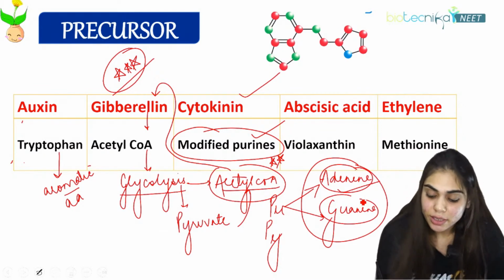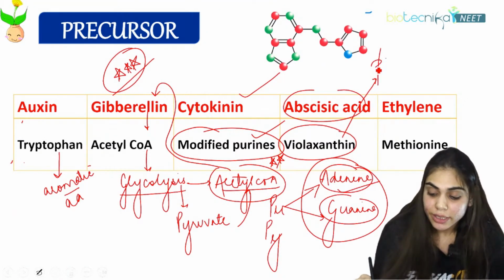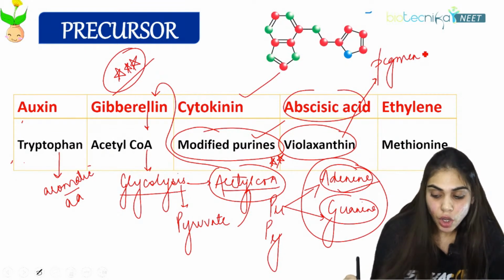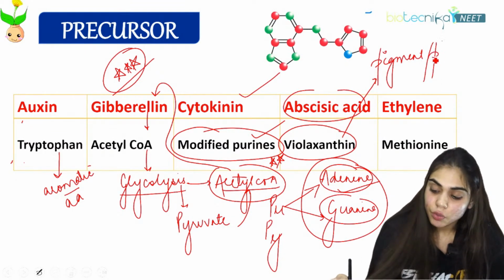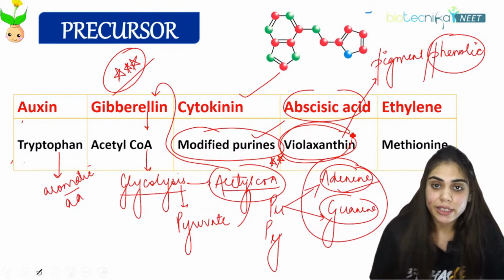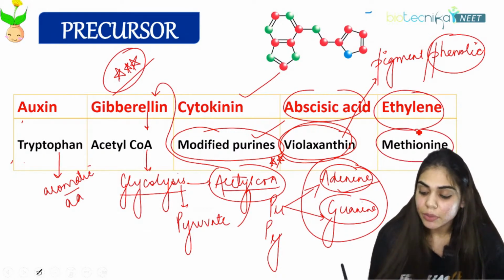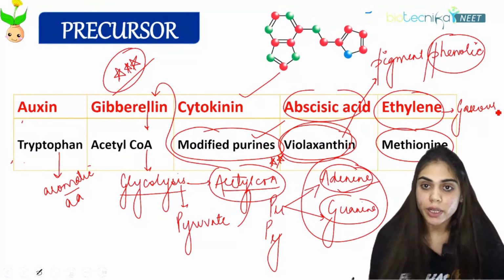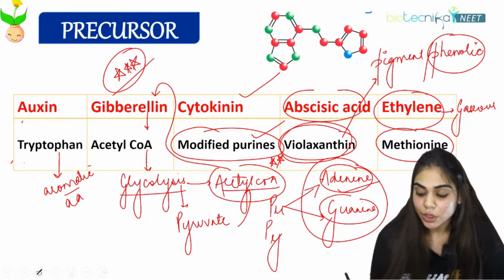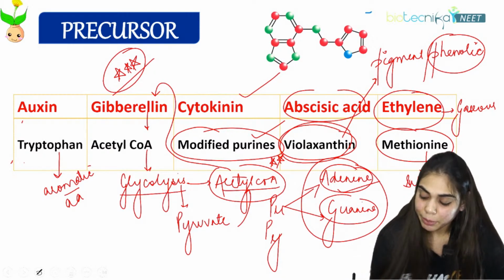What about abscisic acid? Abscisic acid is formed from xanthine. It is a kind of pigment, or you can say phenolic, which is a secondary metabolite produced by the plant. So the precursor of abscisic acid is xanthine. And what about ethylene? Ethylene is a gaseous hormone which is formed from an amino acid called methionine. What is methionine? It is a sulfur containing amino acid.